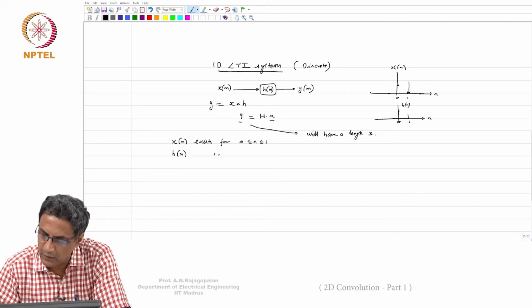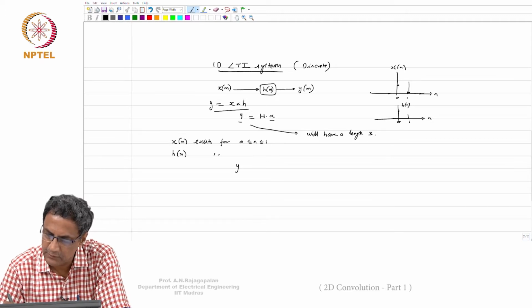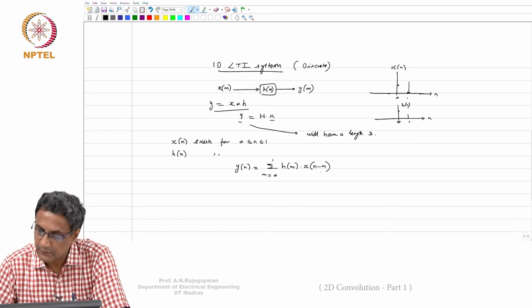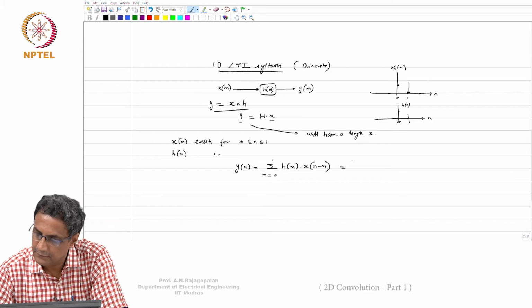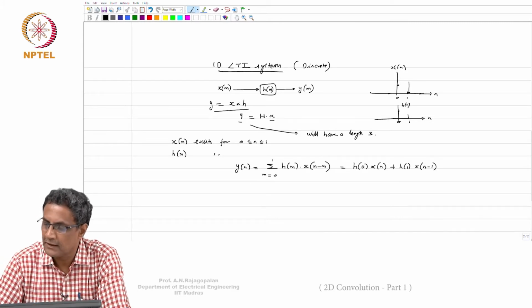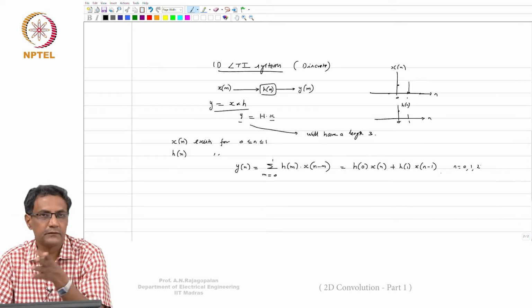If I write down this convolution equation for this very simple case, it will be y[n] equal to the summation over m, let me say over 0 to 1, of h[m] x[n minus m]. So we get h0 x[n] plus h1 x[n minus 1], for n equal to 0, 1, 2, because the length is 3 for this convolution.